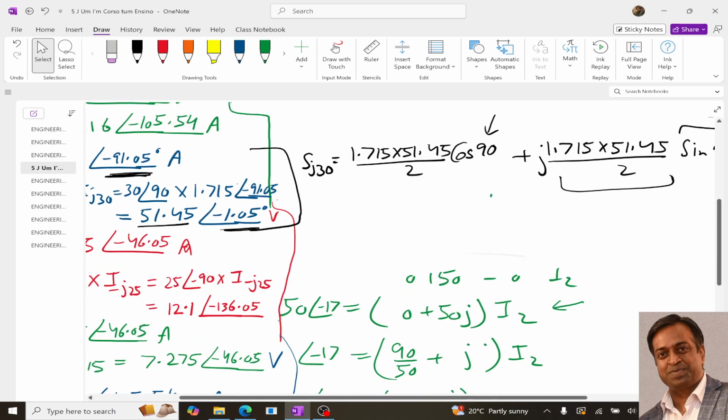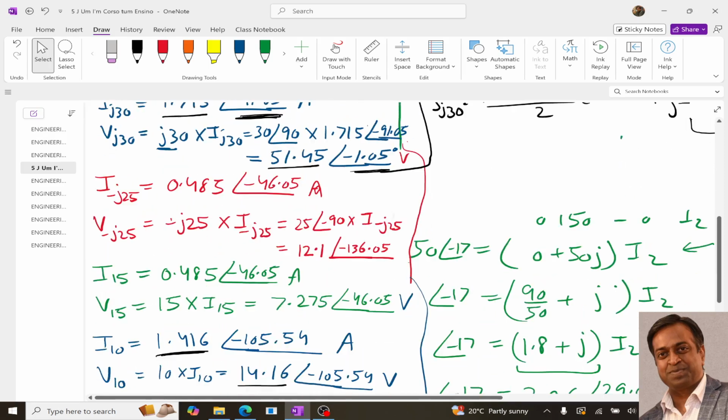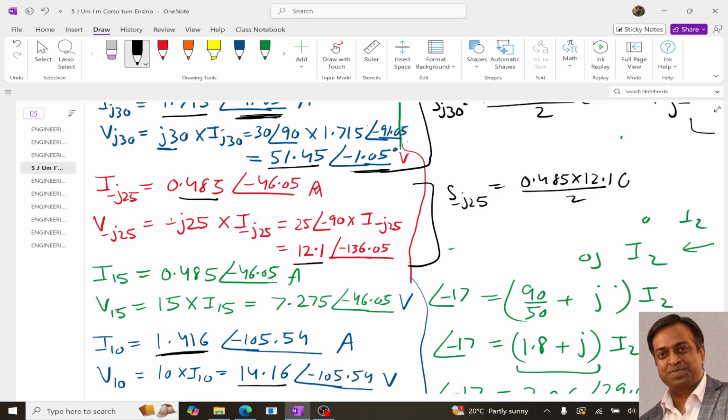for the next part, for this one, again we will write the same formula, S minus j25. So it will be Im is this and Vm is this. So 0.485 into 12.1 upon 2 cos theta. Theta, the angle between this current and this voltage.